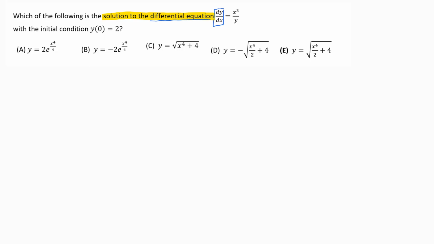So we have dy/dx, that's our differential equation, and they want us to find the solution to that differential equation. Well, to find the solution to a derivative, we undo that derivative. We take the antiderivative. So we're going to take our equation, dy/dx equals x to the third over y, and we need to find the antiderivative of that.